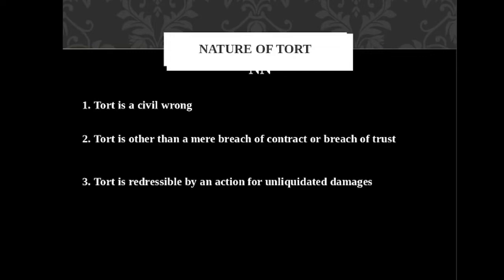Now the second ingredient in the nature of tort is that tort is other than a mere breach of contract or a breach of trust. So as we know, tort is that civil wrong which is not exclusively any other kind of civil wrong. So if we find that the only wrong is a mere breach of contract or a mere breach of trust, then obviously it will not be considered to be a tort. So if a person agrees to purchase a set of radio and does not fulfill his obligation, the wrong is a mere breach of contract. So it is only the process of elimination that we can find whether the wrong is a civil wrong or a criminal wrong.